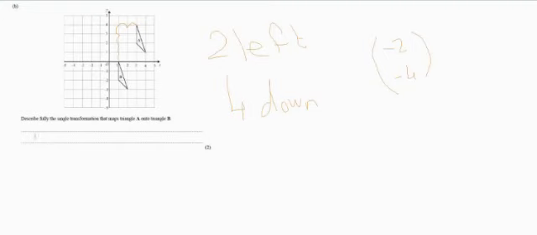Now let's write the answer. Shape A is translated 2 squares left and 4 squares down. Here's the answer.